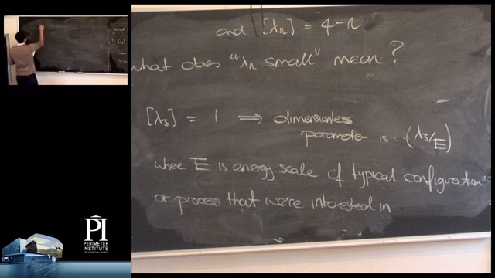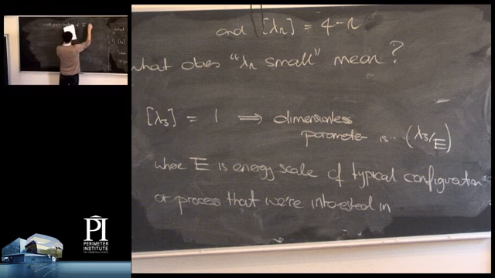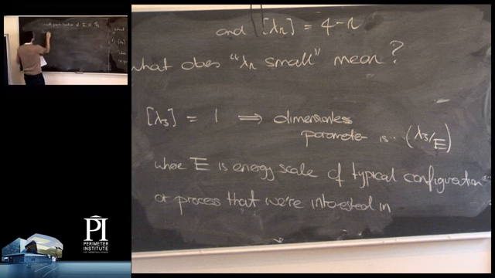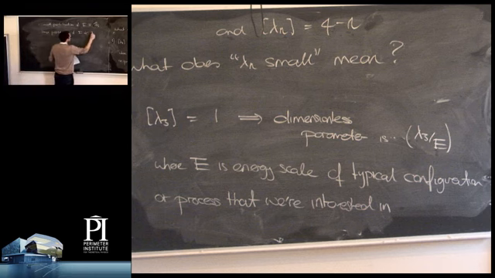Okay, so what does this mean? It means that we have a small perturbation if we're thinking about processes of very high energy, where high is compared to lambda 3, and it's a large perturbation if E is much less than lambda 3.